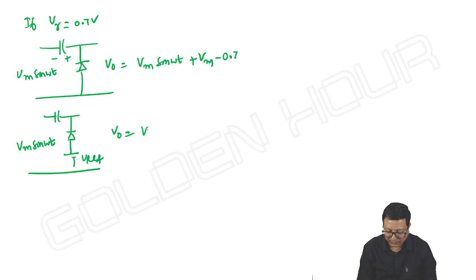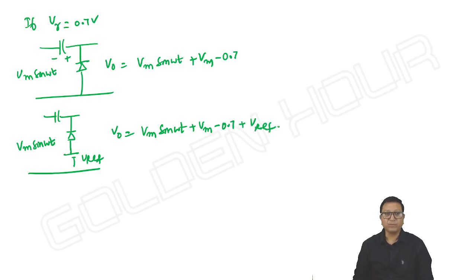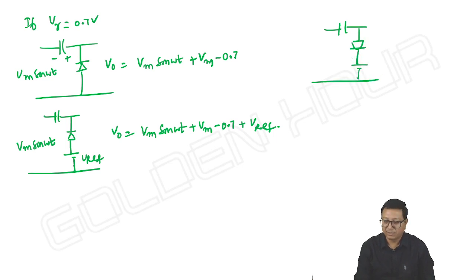So the output is equal to Vm sin omega t plus Vm minus 0.7 plus V reference. Okay, here one more point to be observed. In negative clampers, I told the positive peak of the input should be greater than V reference. If you recollect that point, if you take a negative clamper biased with some reference voltage, it is Vm sin omega t. The positive peak should be greater than V reference, right?